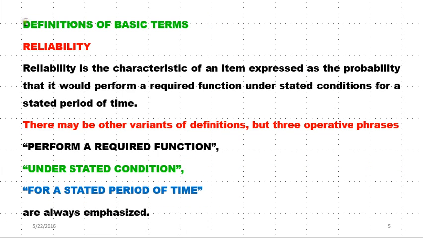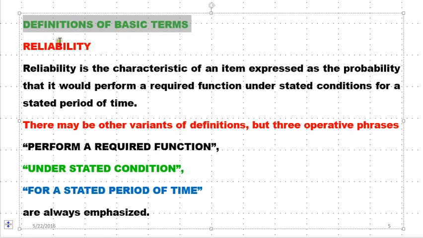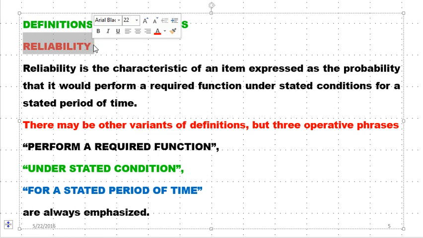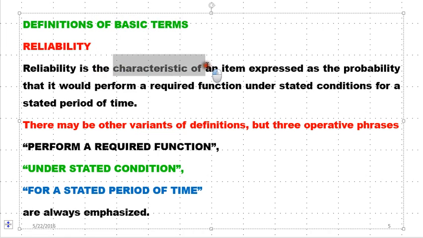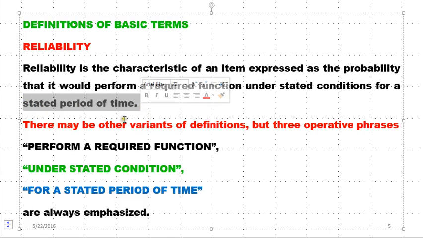We go to the different definitions in this introductory aspect. The first thing is we try to define the term reliability. What is reliability? Reliability is defined as a characteristic, that is a property, a feature of an item, of an equipment, of a product, of a system, which is expressed as what? A probability that that system, that item will perform its required function. This is one key statement. Under stated conditions, second key statement, for a stated period of time. This is key point number 3.